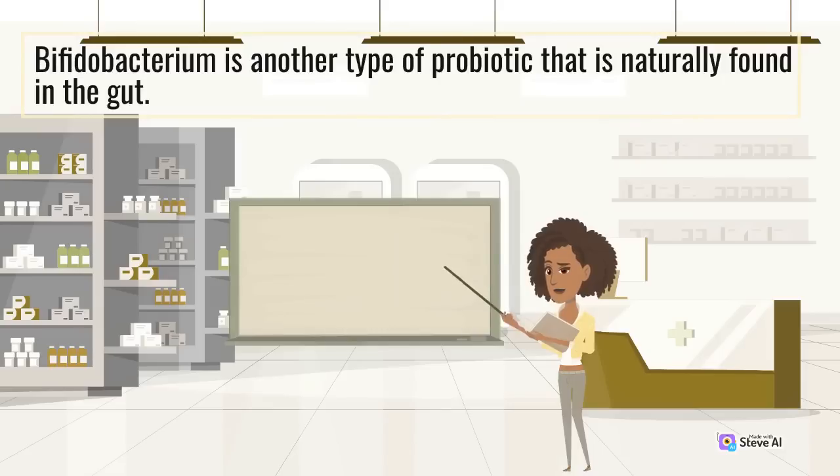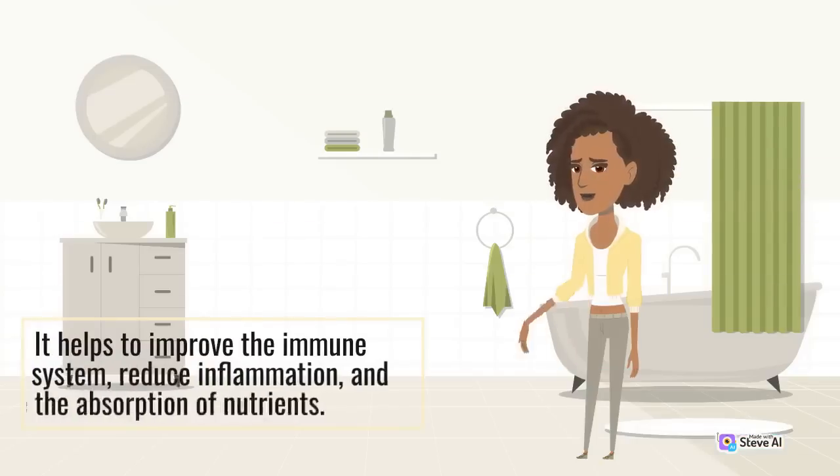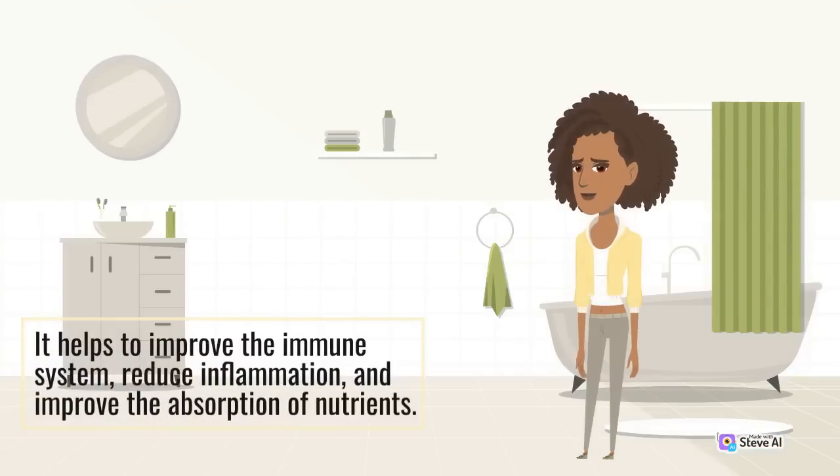Bifidobacterium is another type of probiotic that is naturally found in the gut. It helps to improve the immune system, reduce inflammation, and improve the absorption of nutrients.